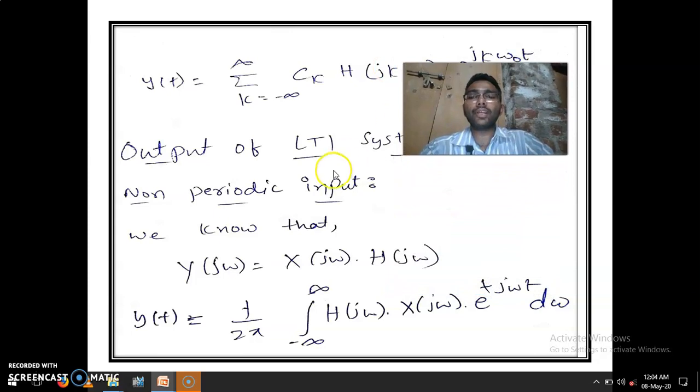Now, for a non-periodic signal, we already know that Y of j omega is equal to X of j omega into H of j omega. So, in order to compute y of t, the output in time domain, first obtain the Fourier transform of x of t, which is X of j omega, and the frequency response of the system, which is H of j omega, then multiply those two and find the inverse Fourier transform using this expression. Now let us move on.